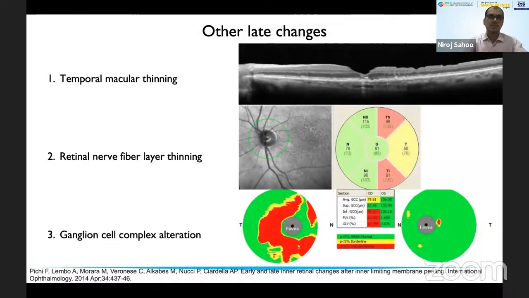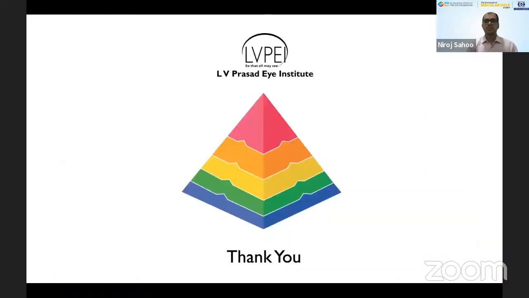A few other changes include temporal macular thinning, retinal nerve fiber layer thinning, or GCL complex thinning. These are some of the indices that can be used preoperatively or postoperatively. It's up to us to decide which to use in clinics.